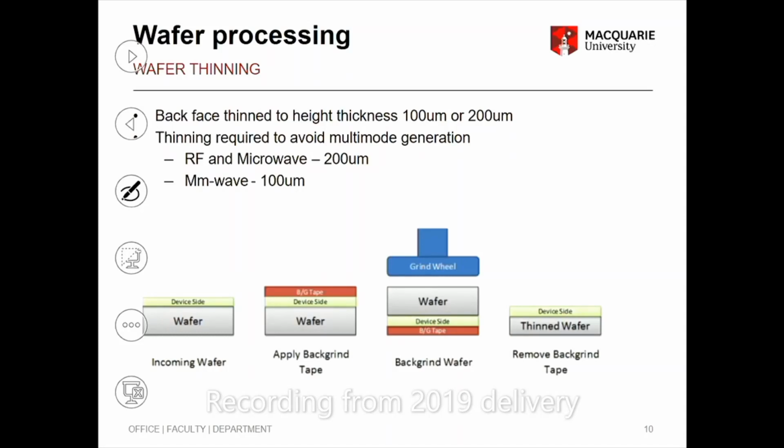So the fab has to trim this wafer to the right thickness. This is where you have all the layers. They'll put a tape or some gel material, and they will actually grind the other side. So you turn it upside down and grind it until you get the right thickness.